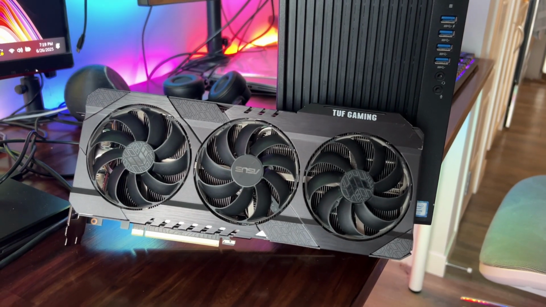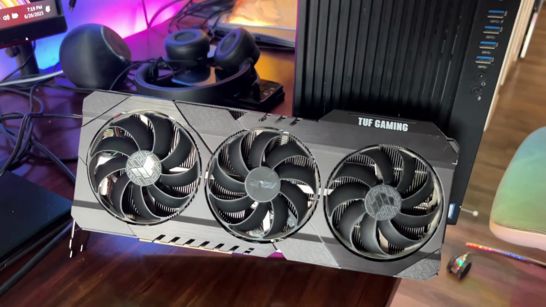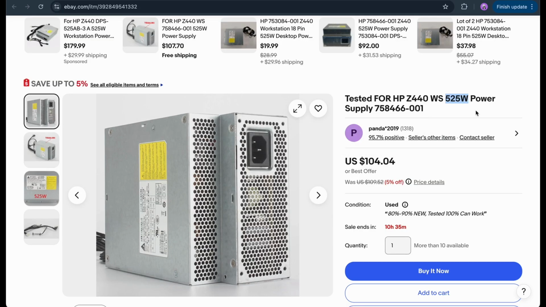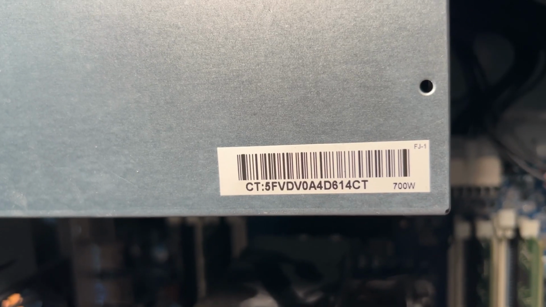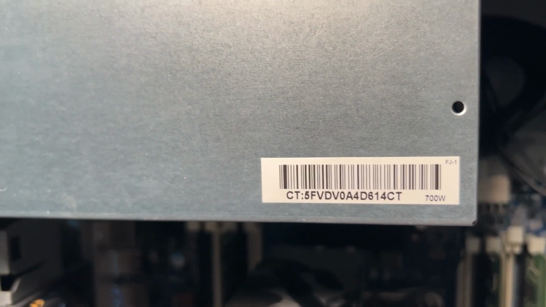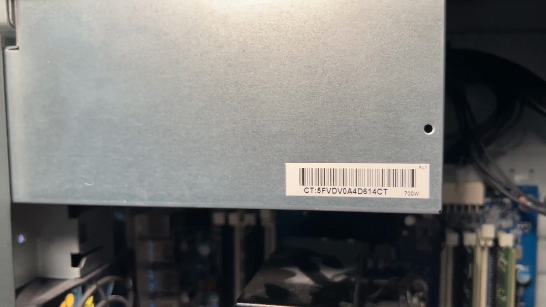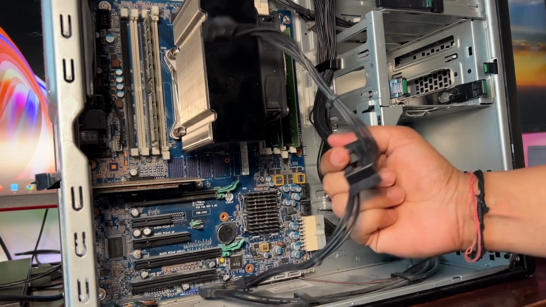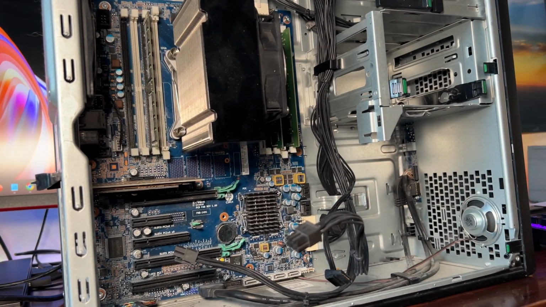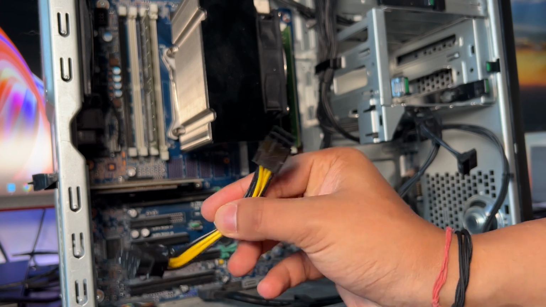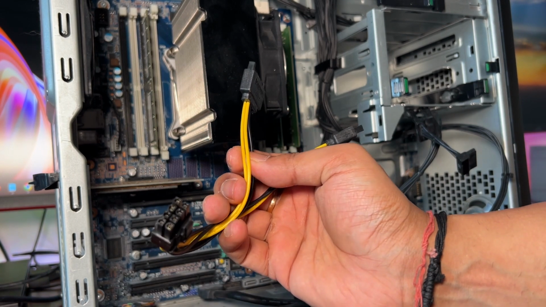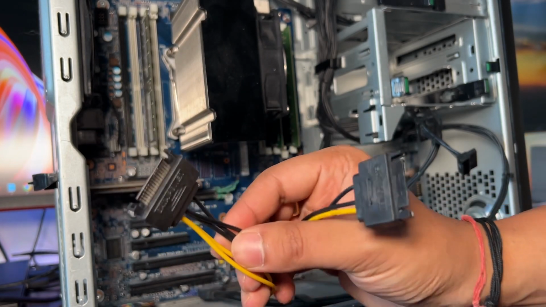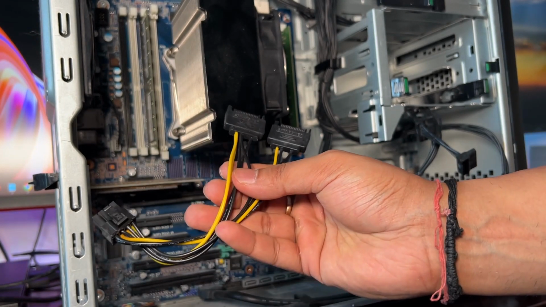Before you drop a 3090 into a Z440, there are a few things to check. First, power supply. The Z440 comes with two PSU variants, 525W and 700W. I'm using the 700W one, which is about the bare minimum for a 3090, especially under full load. Second, power connectors. The 3090 I'm using needs two 8-pin connectors. Since the stock PSU doesn't have those, I'm using one 6 to 8-pin adapter and another made from dual SATA to 8-pin. Not ideal, but it's been stable under load. If you can upgrade to a PSU with proper 8-pin lines, that's definitely a safer route.